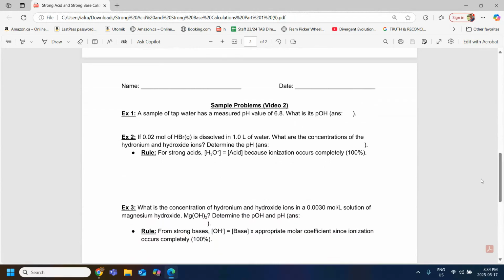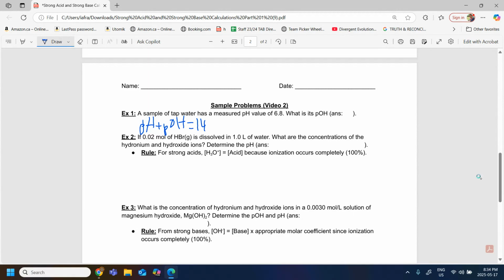A sample of tap water has a measured pH value of 6.8. What is its pOH? So we learned the relationship that pH plus pOH is equal to 14. And by the way, you can try these questions on your own because you know the relationship. See if you can apply them and check your work. So you pause the video, try it, and check your work.